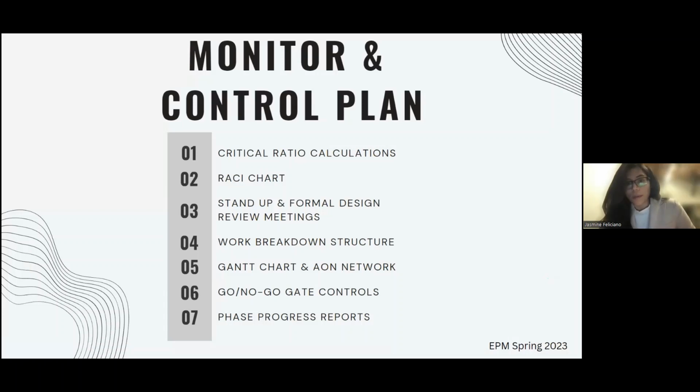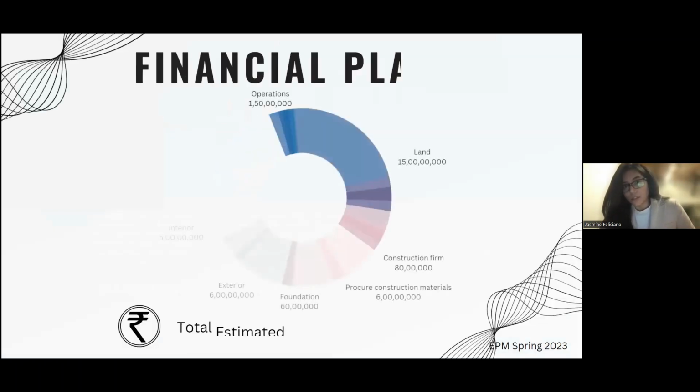Each responsible manager will be in charge of the critical ratio. Ideally, we want a critical ratio close to 1. And finally, we have the phase progress reports for each phase to ensure progress and also setting measures. Moving on to the financial plan.